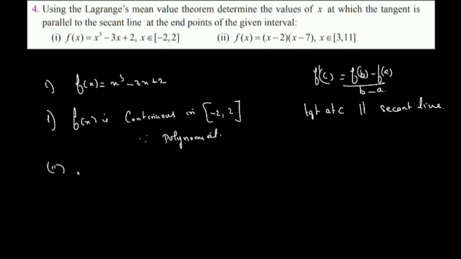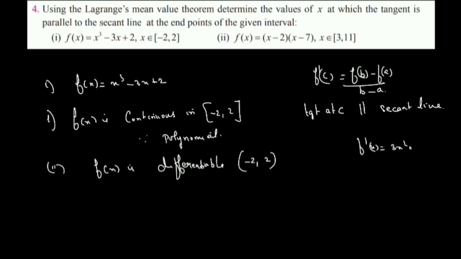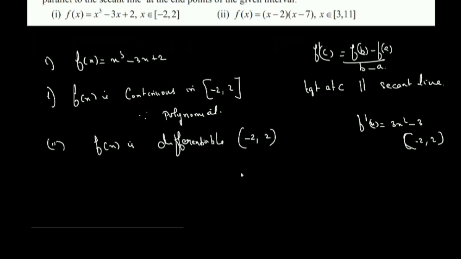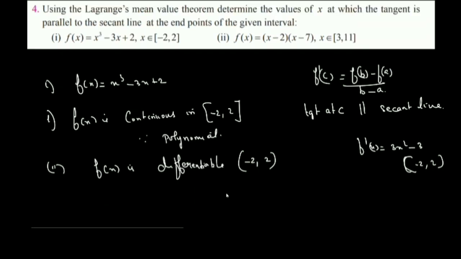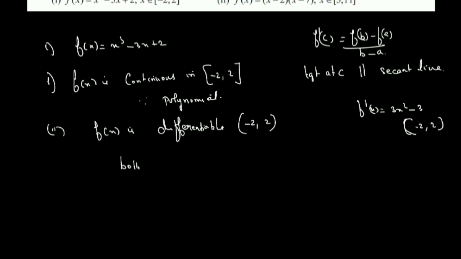Second thing is, f of x is differentiable in the open interval. If you differentiate the function, you get 3x square minus 3. We are taking the interval minus 2 to 2, and this will not become infinity anywhere. That means the function is differentiable in the open interval. Now both the conditions of Lagrange's mean value theorem are satisfied.